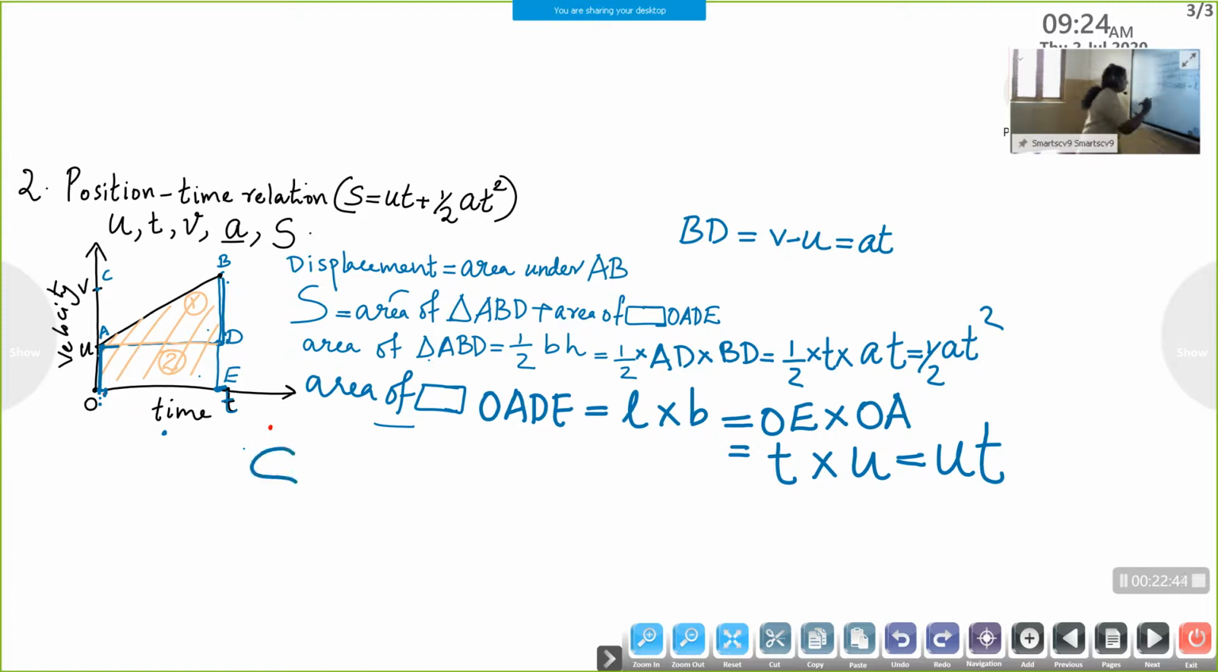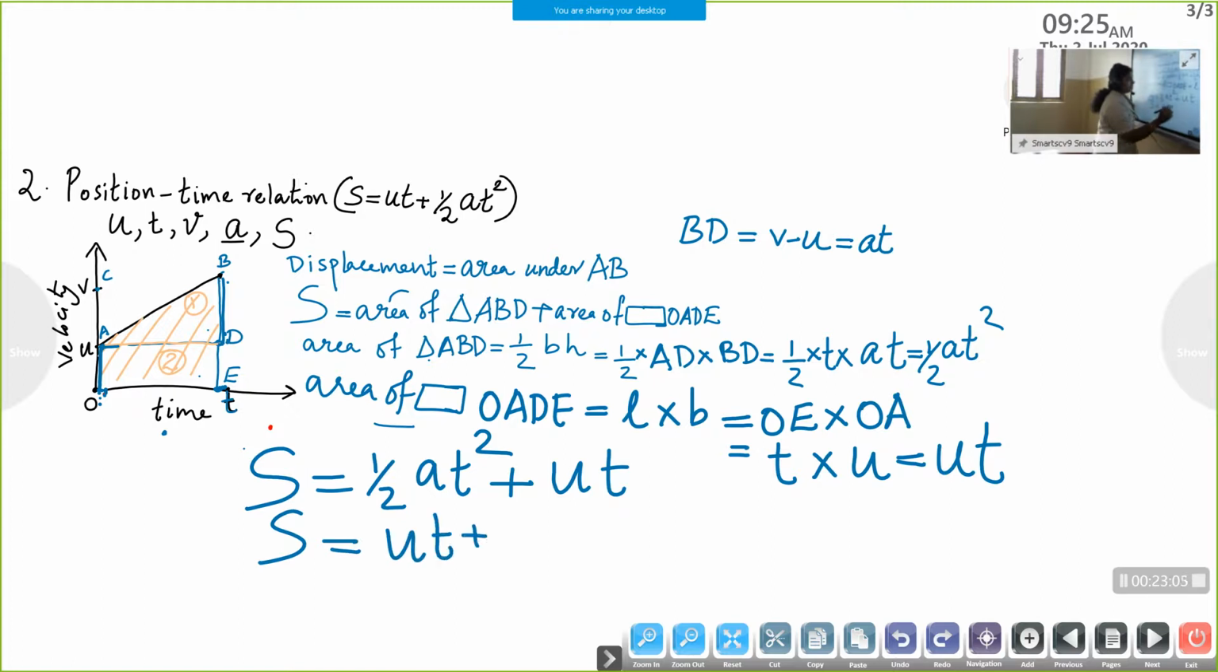So now children, S is equal to, area of triangle ABD is half AT square. We are substituting it in that equation, plus area of rectangle OADE is UT. Yes, here is the equation, S equals UT plus half AT square. So displacement or position and time is related here, and this is our second equation of motion, and it is also called position time relation. Clear? So we have done two equations.